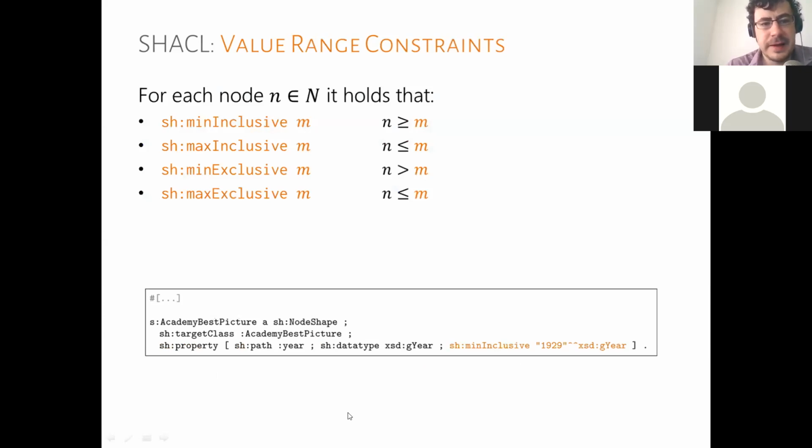We can also specify certain ranges on values. So we can specify, for example, that for Academy Best Picture, the year must be at least 1929, because that was the first time that award was specified. This can help us find typos in years, for example. So we can specify that all Academy Best Pictures on the property year must have a data type gYear and must have at least the year 1929. We can use min inclusive, max inclusive, min exclusive, or max exclusive as we prefer.